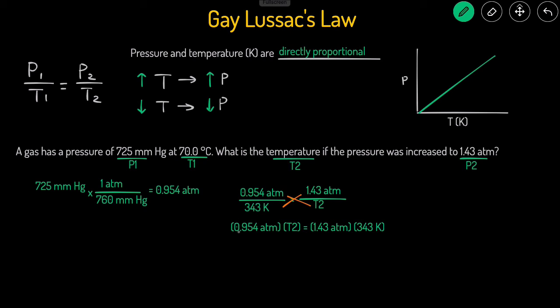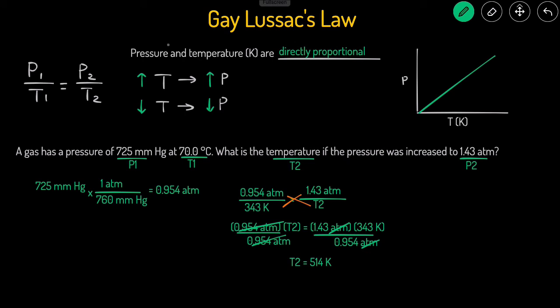Then we want to move this over to the bottom, so we'll divide by 0.954 atm on both sides, and by doing that, we can get rid of this, so we're just left with T2. T2 comes out to be 514 degrees Kelvin, because the atm cancel out. So you can see that the temperature did increase. It went from 343 to 514. And that's it for Gay-Lussac's law.